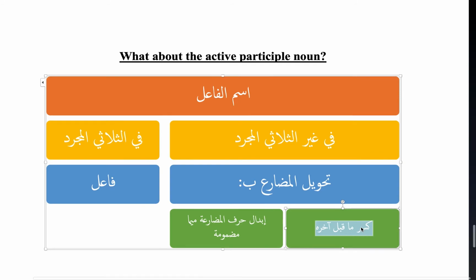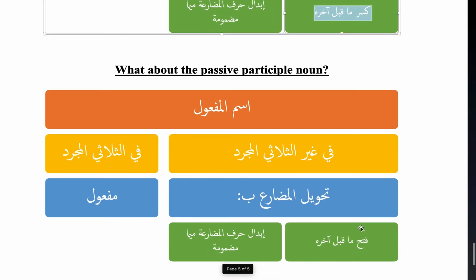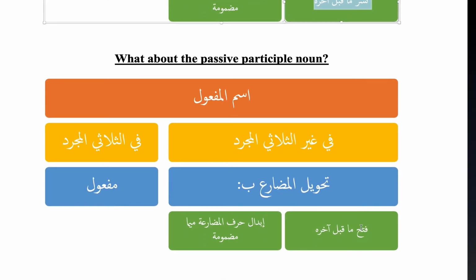Good. The final question in this series is اسم المفعول, the passive participle noun. How do we deal with this again? Again, the same division as the previous active participle noun. We divide the اسم المفعول into a ثلاثي مجرد and غير الثلاثي المجرد. In the ثلاثي المجرد case, the وزن changes from فاعل to مفعول. So it becomes ضرب مضروب.